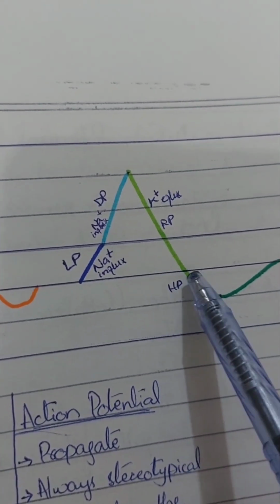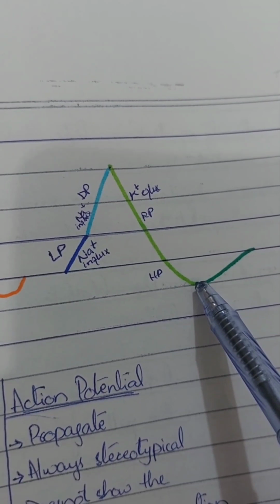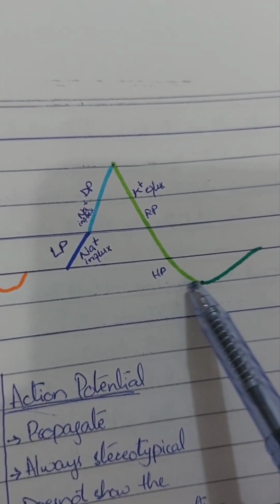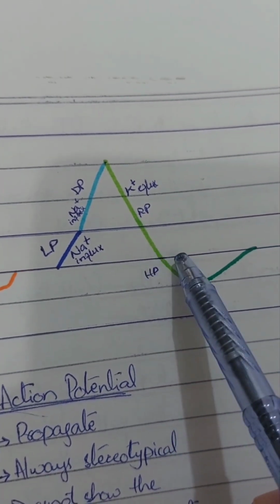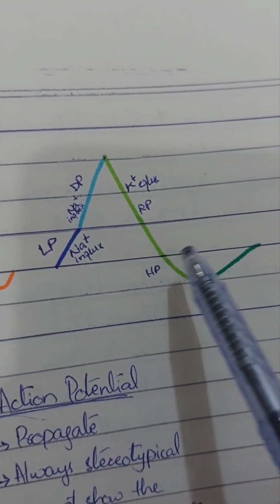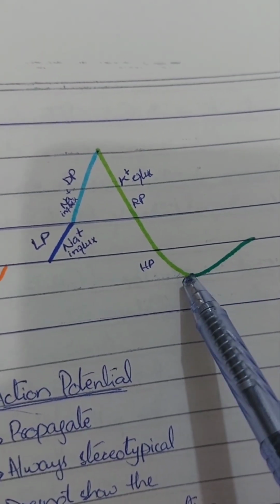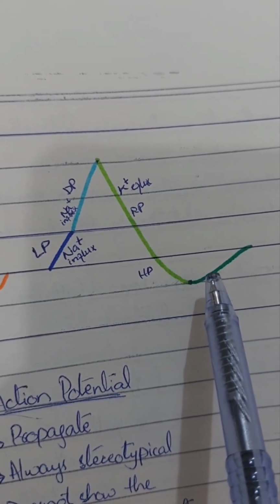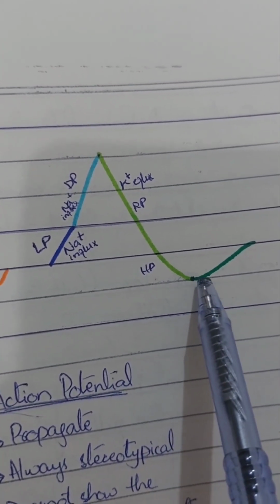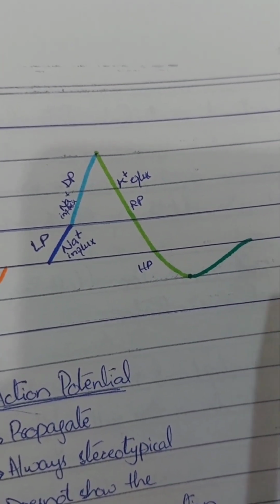And then it exceeds the resting membrane potential because the channels are sluggish and cannot close in time at the resting membrane potential, so the hyperpolarization occurs. And then when the voltage gated potassium channels are closed, the membrane achieves its resting membrane potential again.